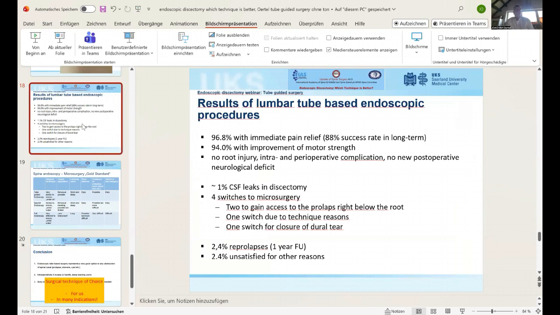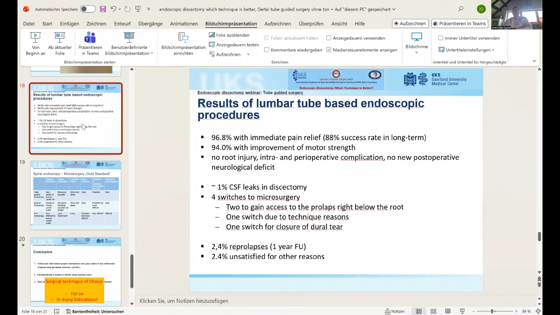So what are the results in discectomy? These are the lumbar tube-based endoscopic discectomy procedures. We have a long-term follow-up, and long-term means 1 year or more. It's an 88% success rate with respect to radicular pain. Immediate pain relief is higher, but of course there are some patients who get pain again or reprolapses. The improvement of motor strength is very high.